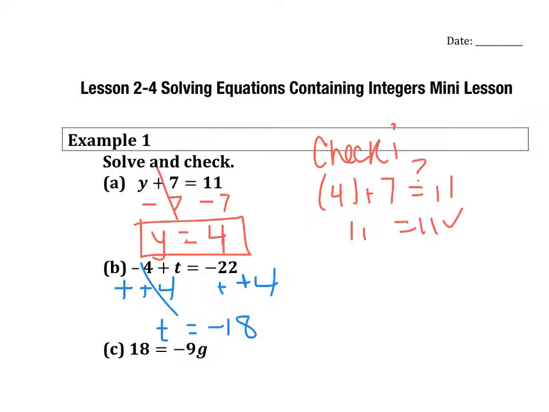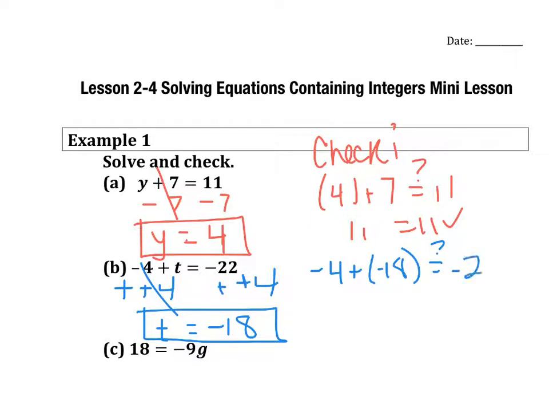So really we found the difference of those two numbers, but kept the sign of the larger integer, which was negative, giving us a final answer of t equals negative 18. Our check step then, we would just simply put negative 4 plus negative 18, and we want to know if that equals negative 22. And it does.